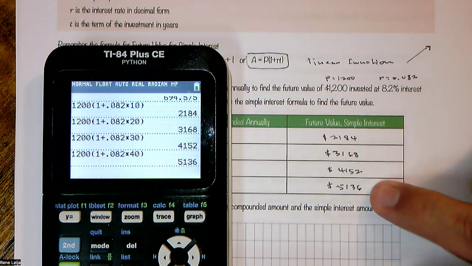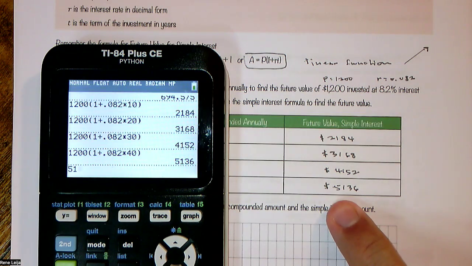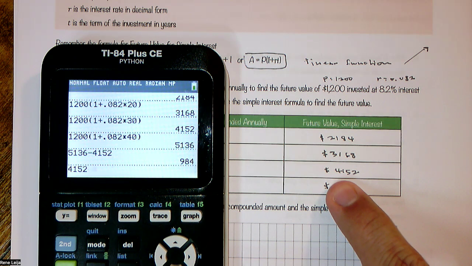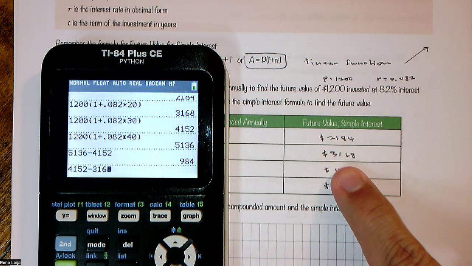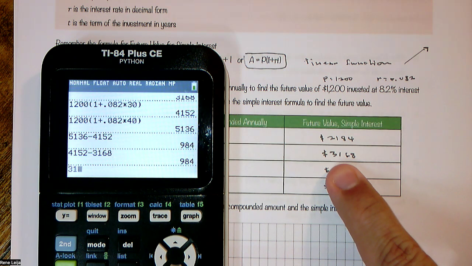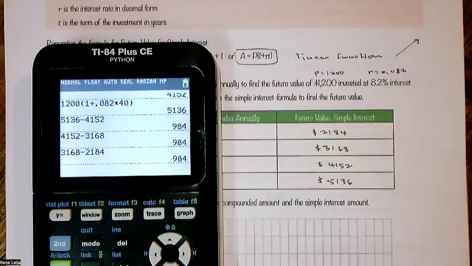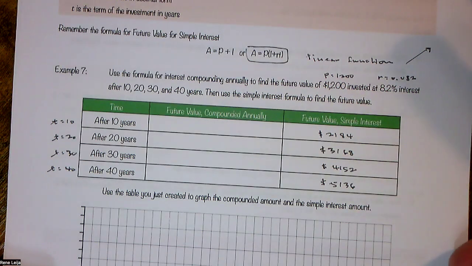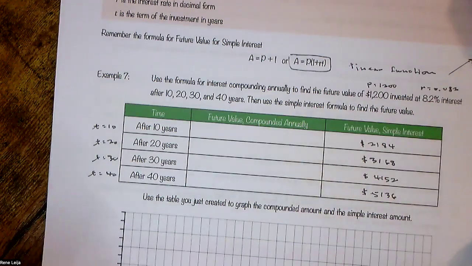Well, this is easy to find. If I just take 51.36 and I subtract the 41.52, it increased by $9.84. So if I take 41.52 minus 31.68, it increased by $9.84. And then 31.68 minus 21.84, $9.84. Okay, so it did increase at a constant rate.